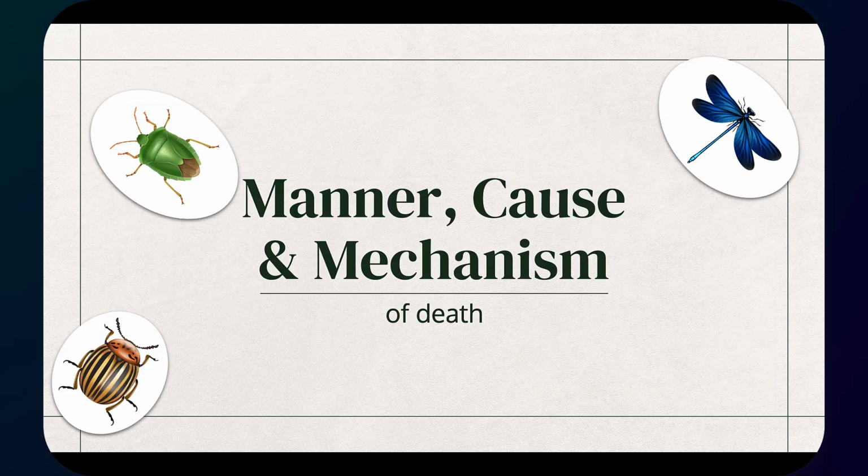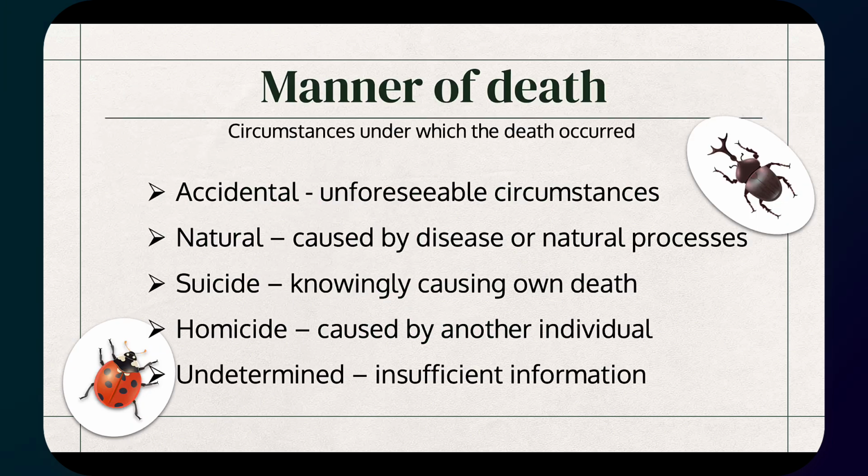Now we're going to talk about three terms that are related to death: manner, cause, and mechanism of death. And these can sometimes be a little bit hard to differentiate. The manner of death is the circumstances under which the death occurred. And there are 5 manners of death. Accidental death is where the victim died under circumstances that neither the person nor someone else brought about. The resulting death was not reasonably foreseeable.